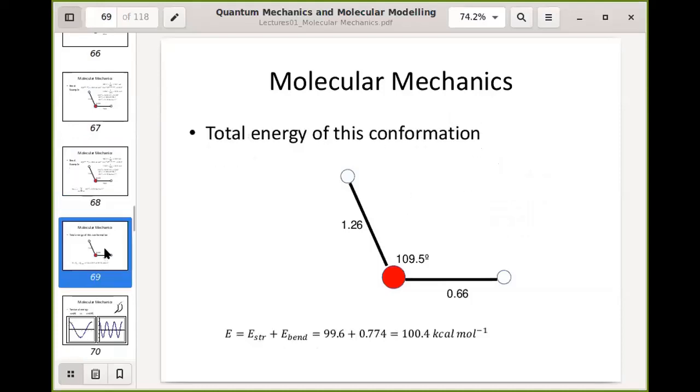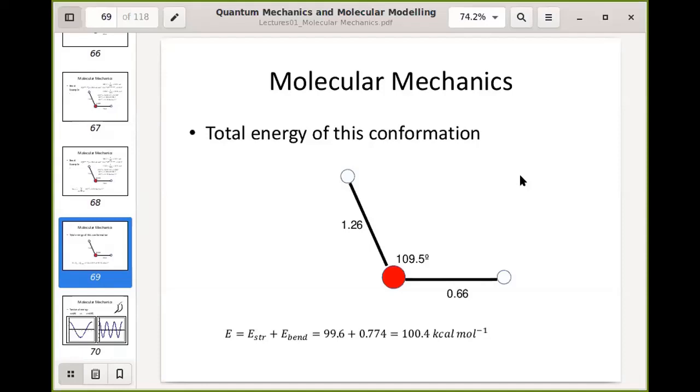So we can calculate the total energy of this water molecule because we've calculated the stretch term from all the bonds. We've calculated the bend term from all the angles. And so the total energy for this water molecule is 100.4 kilocalories per mole. Now, just a little point is that I will only ever ask you to do manual calculations like this using the stretch and bend terms. I will not ask you with the more complex terms to calculate energies of molecules.